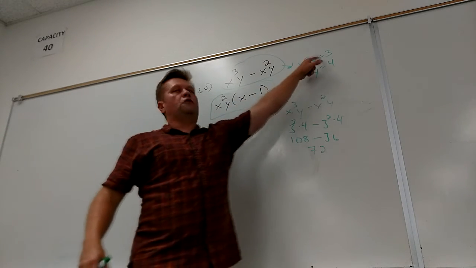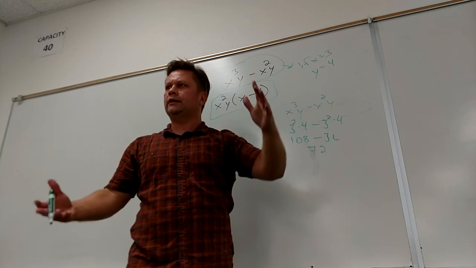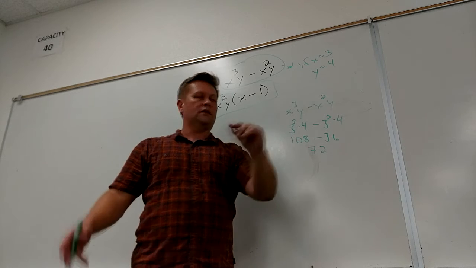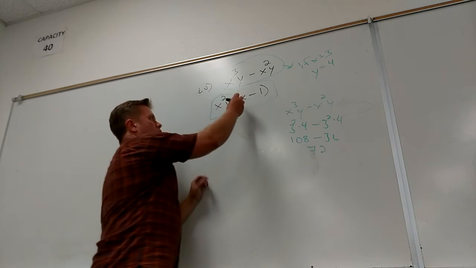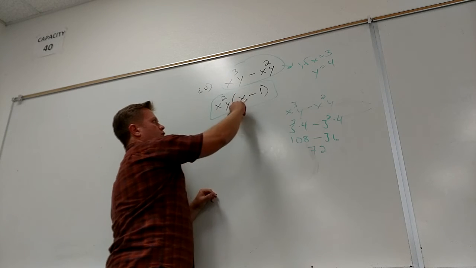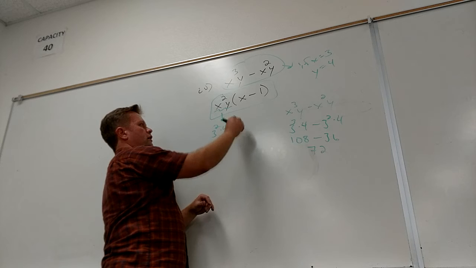Where the hell did 3 and 4 come from? They could be anything I want them to be, can't they? That's the whole idea of them. It doesn't matter what numbers I make this. No, wait, watch. If x is 3 and y is 4, what's this? 3 squared times 4. And what's inside?